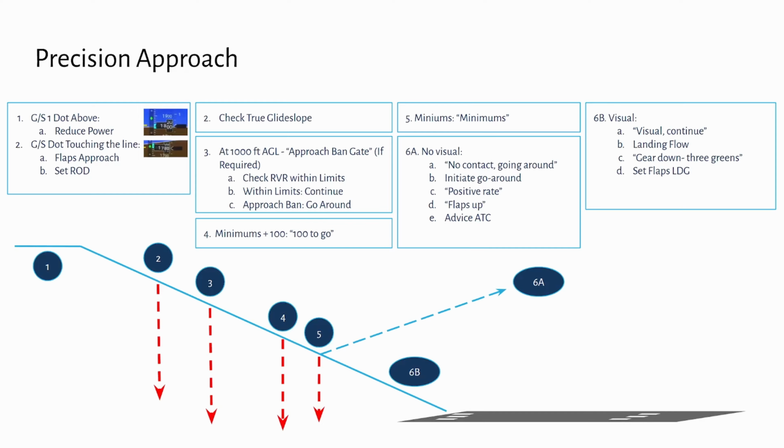Then we're going to initiate our go around procedure by applying full power, pitching up. Once we have our positive rate of climb, we're going to put our flaps up and advise ATC. If we're visual and we're continuing, then we need to do our landing flow. So we would want to check our gear down if we have gear and set our flaps at landing.